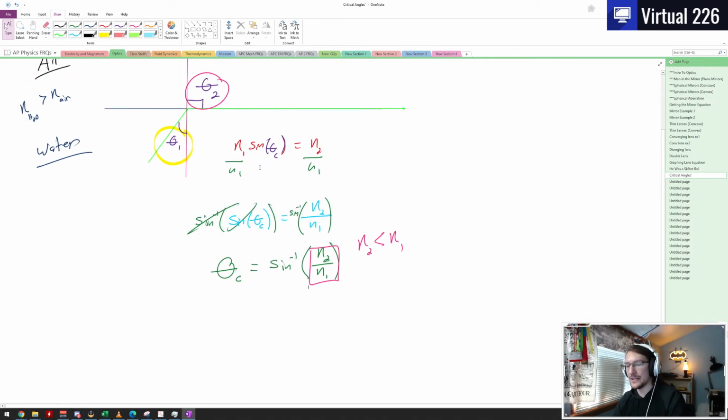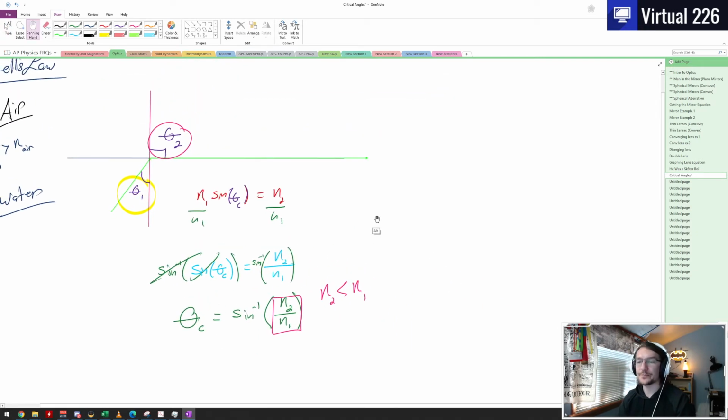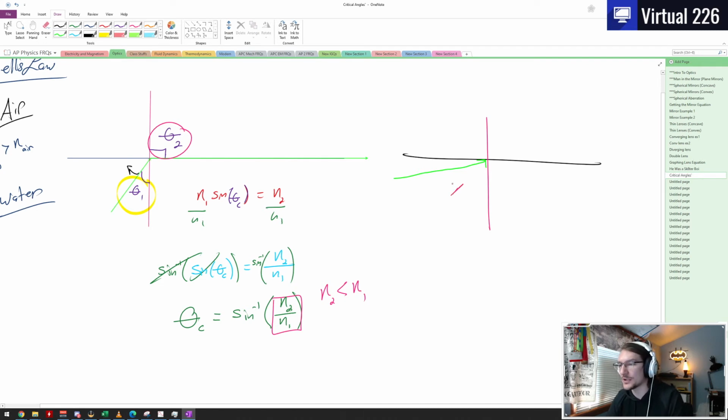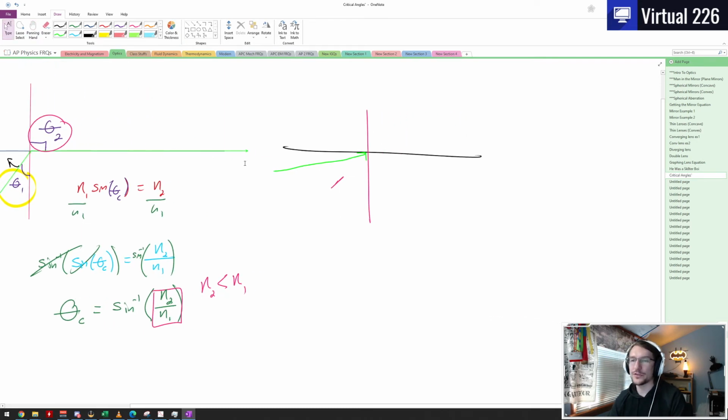Now, we can also have an interesting effect occur with the following. What would happen if you go beyond theta 1? What if your ray, as you're sending it out, pushes that angle even further? What if your angle of the ray is even greater from the normal line? Like the critical angle was back here, we're even further than that.